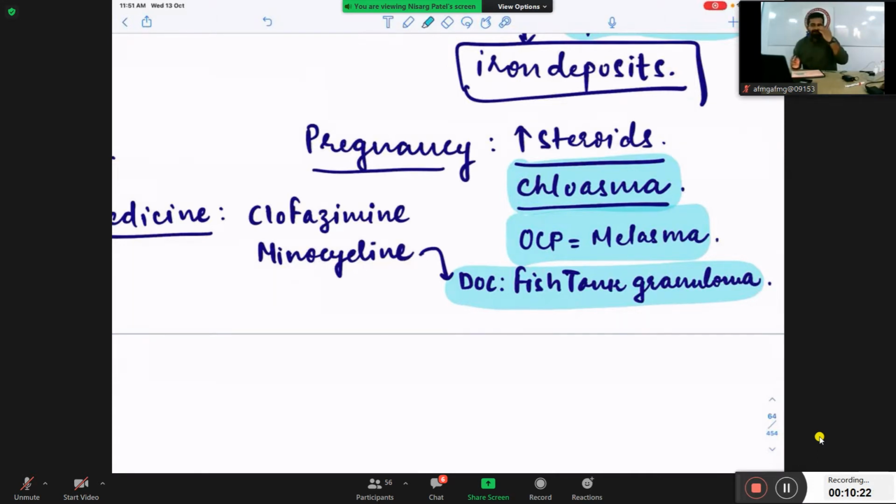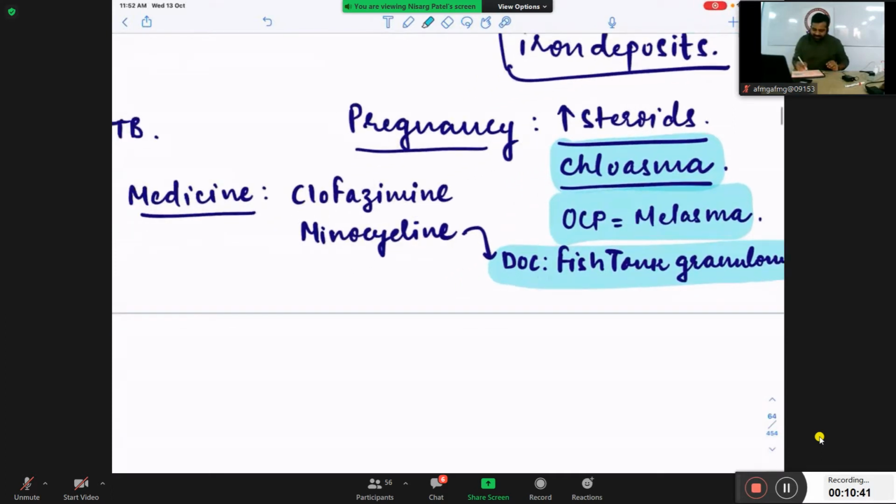So in your exam, if they want to give you a clinical question, what will they give? They will give a patient with a profession working with an aquarium, and during his work he got some scratch and then he developed this rash. Okay, so this is a fish tank granuloma, drug of choice minocycline. Clofazimine is a drug of choice in leprosy.